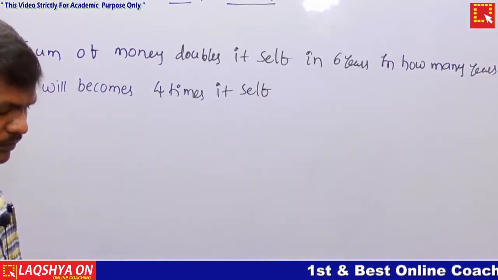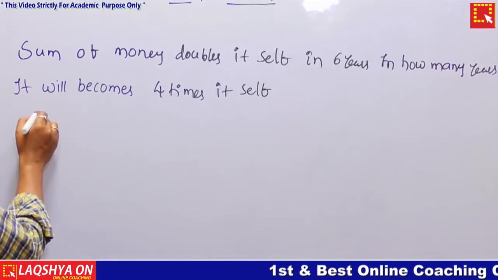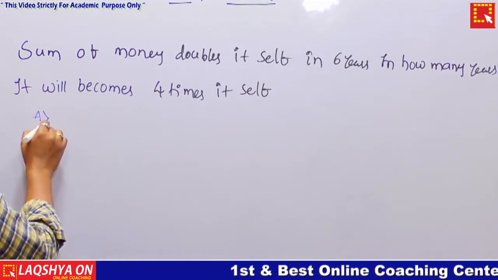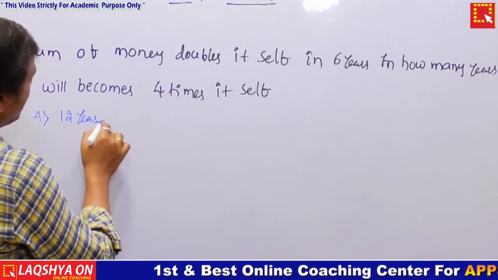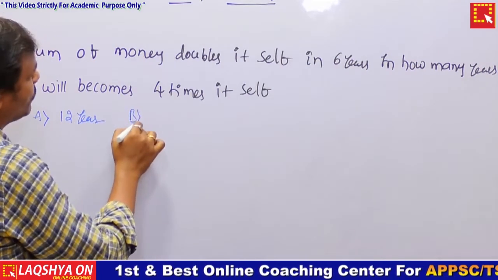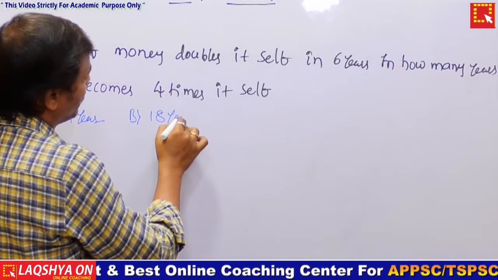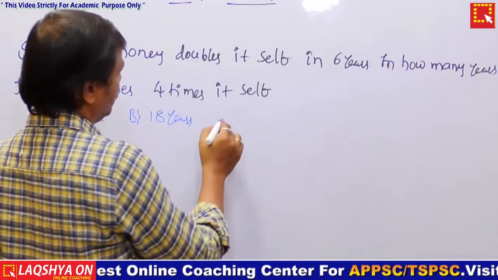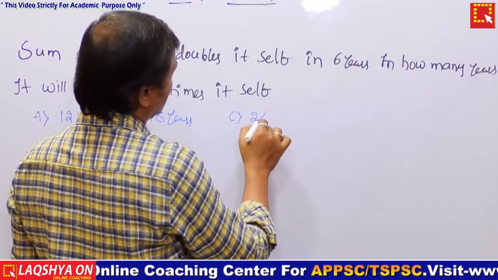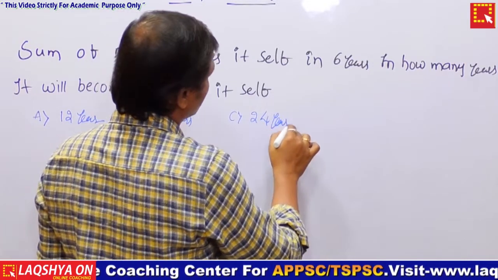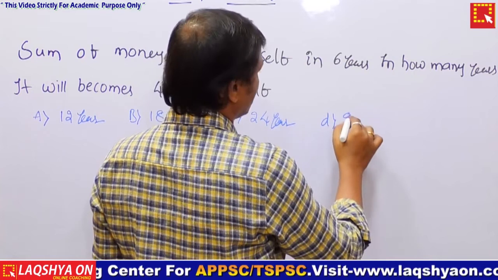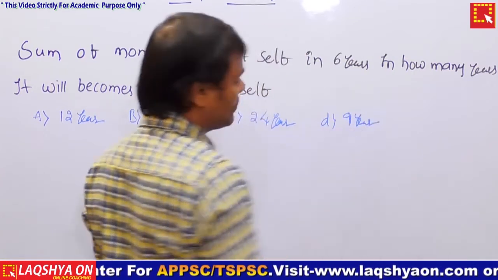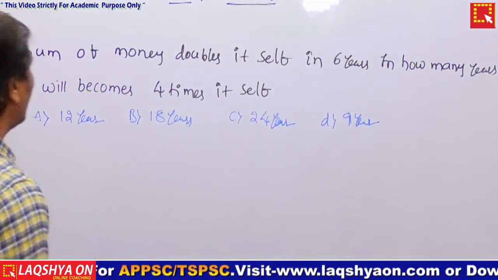The options are: option A 12 years, option B 18 years, option C 24 years, option D 9 years.